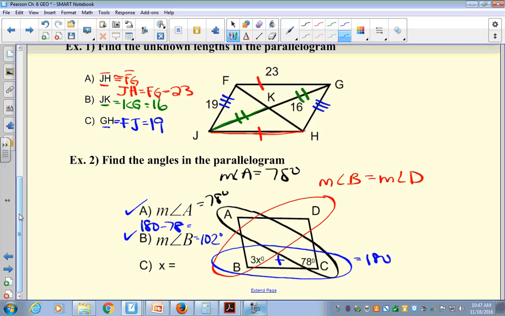And then we want to find X. So if angle B is 102, then 3X is equal to 102. And X would be 3 goes into 10 3 times, with 1 left over, 3 goes into 12 4 times. X is equal to 34.